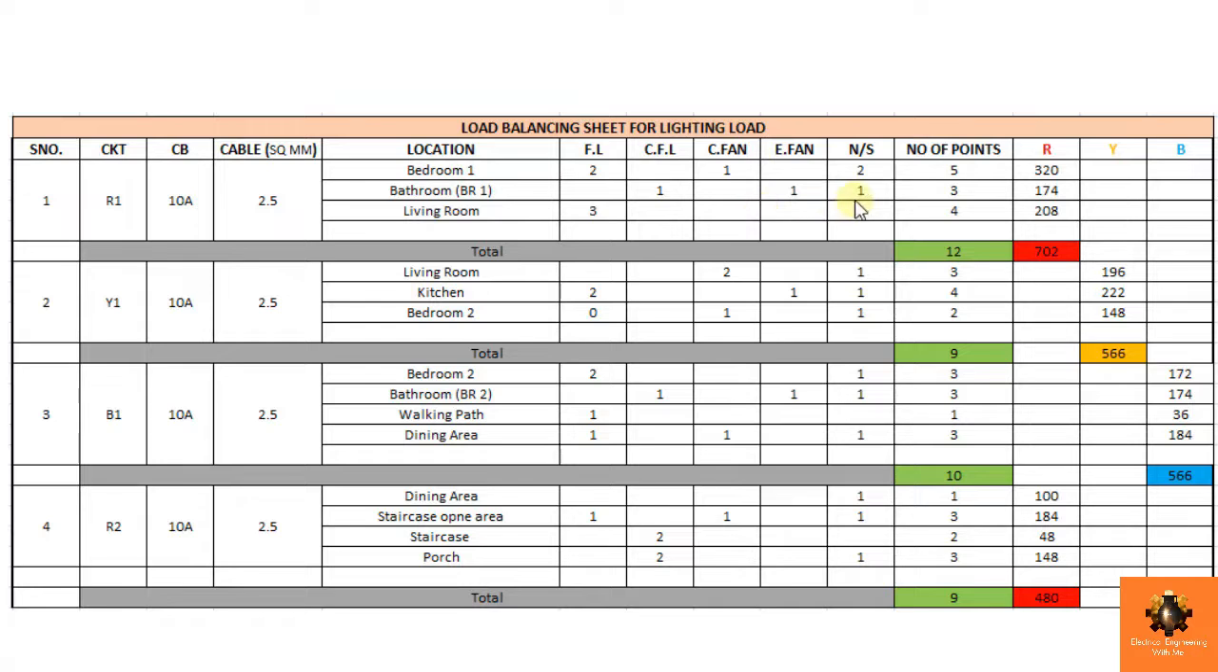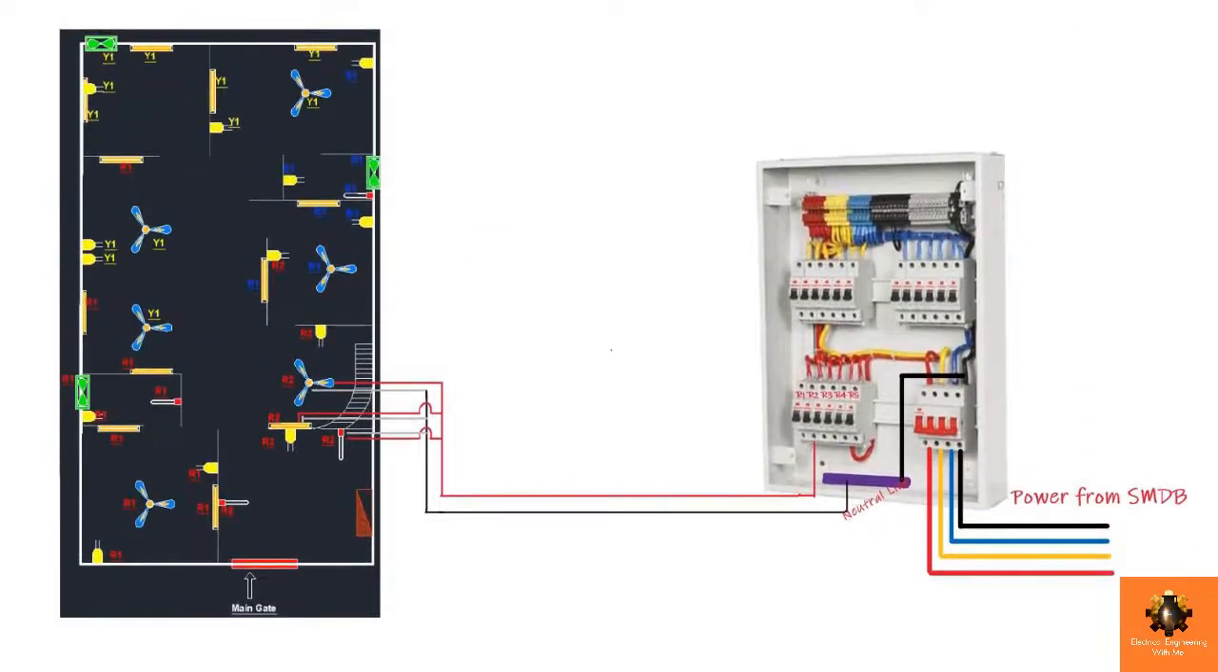Then 3 fluorescent lamps and 1 normal socket of the living room are also connected in the R1 circuit. Means all these loads of the bedroom, bathroom and living room are feeding through the R1 circuit. And for R1 we have a 10 ampere circuit breaker. Now see in this image, this MCB will be of 10 amperes, and from this circuit breaker up to the load we pull a wire of 2.5 square mm.